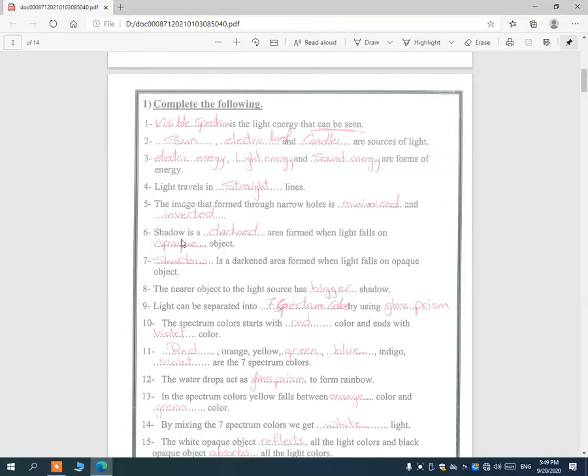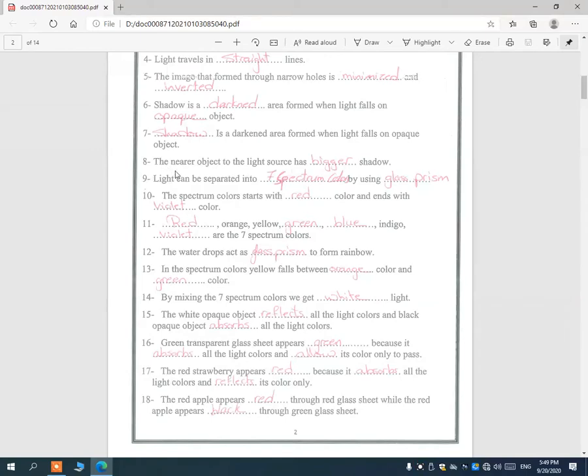Number 6, shadow is a darkened area formed when light falls on dots object. The shadow is a darkened area formed when light falls on an opaque object. Number 7, dots is a darkened area formed when light falls on opaque object. Of course, it's shadow.